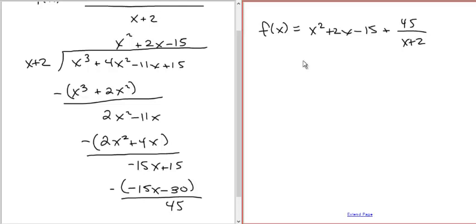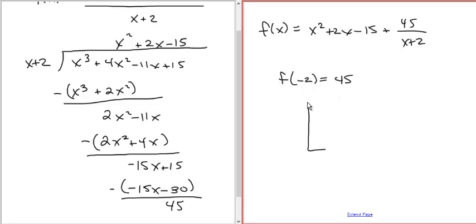And then it says, what does the value of the remainder represent? Well, what it represents is that if you evaluate the function at the zero associated with this factor, which is negative 2, it's going to equal 45. So if I plugged in negative 2 into this equation, I'll get 45. That's what I'm looking for. Well, it equals 45, but it represents the value of the function at x equals negative 2.